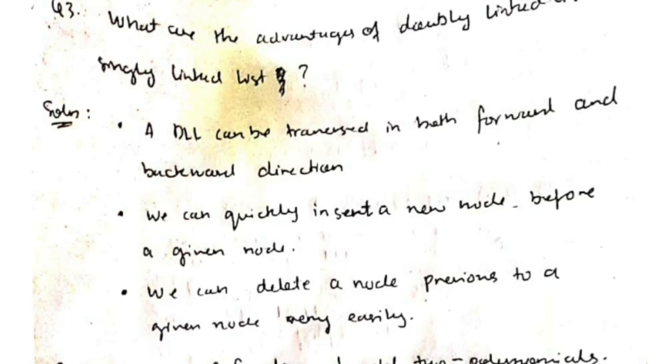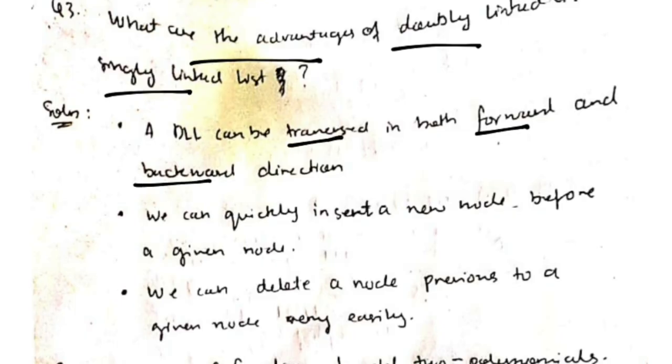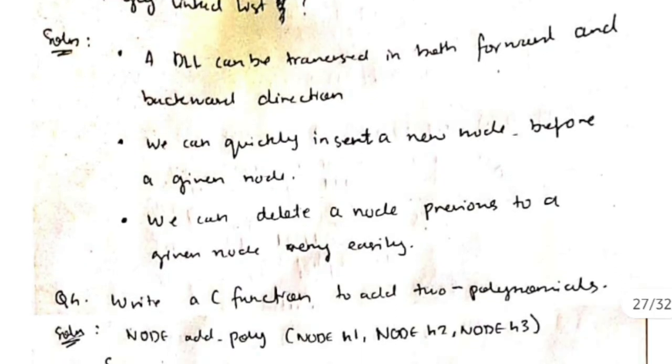In this question we have been asked to write the advantage of doubly linked list over singly linked list. In doubly linked list we can traverse both in forward and backward direction, so it will save a lot of time. Also, if you want to insert or delete the node, it will be very easy if it's the previous node, because we have the previous pointer. Okay, so you can just directly travel to the previous node and insert or delete the new element.